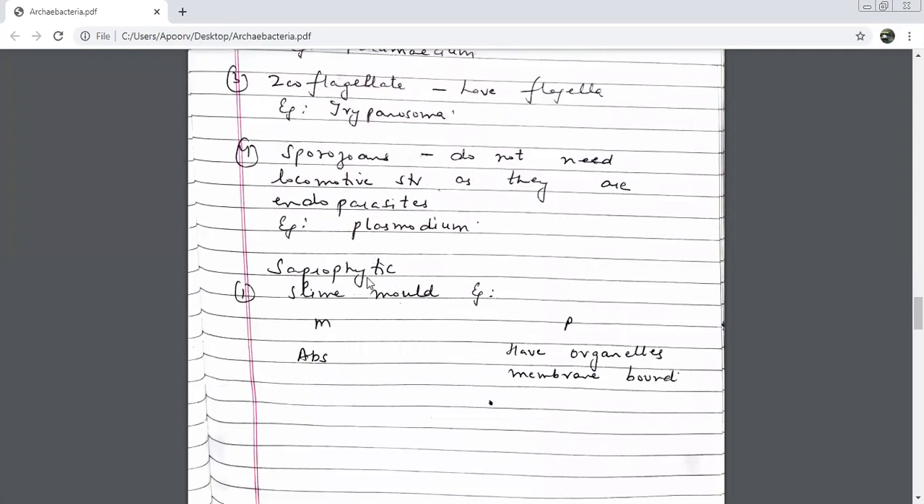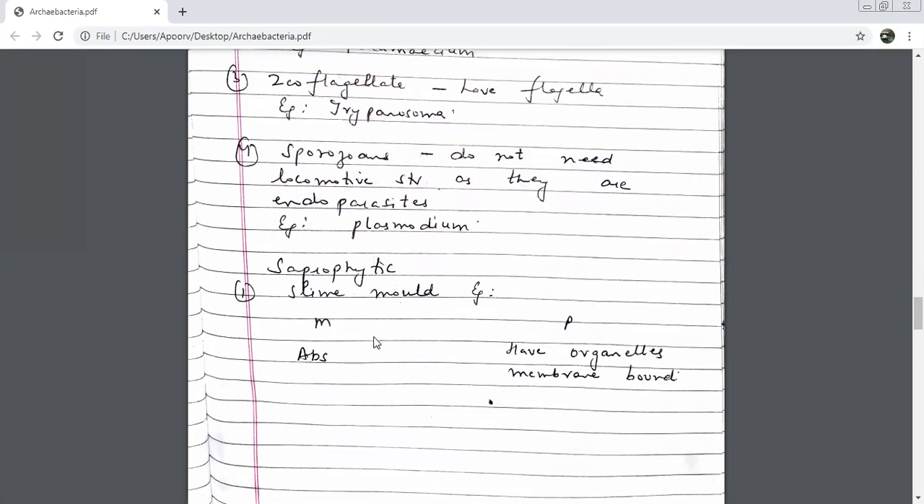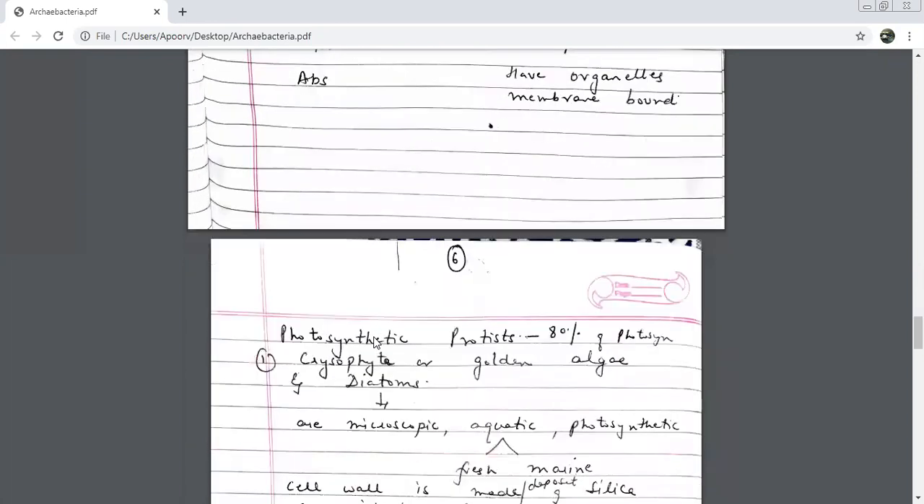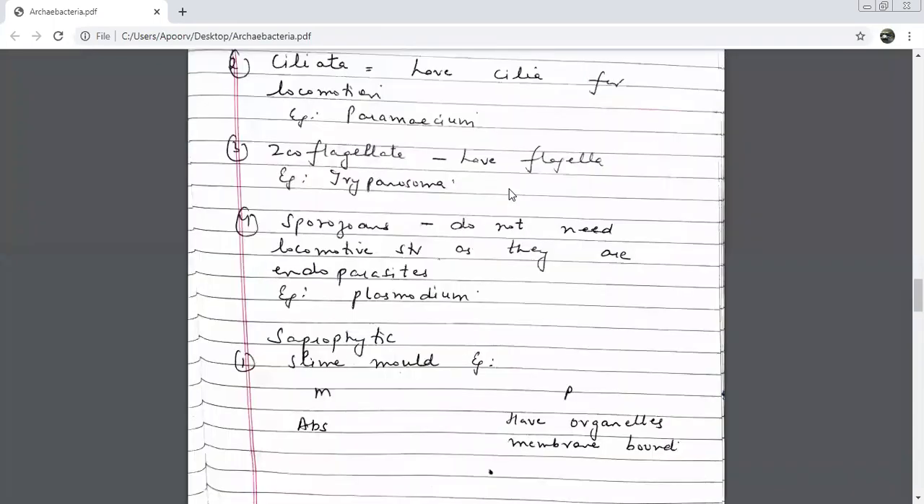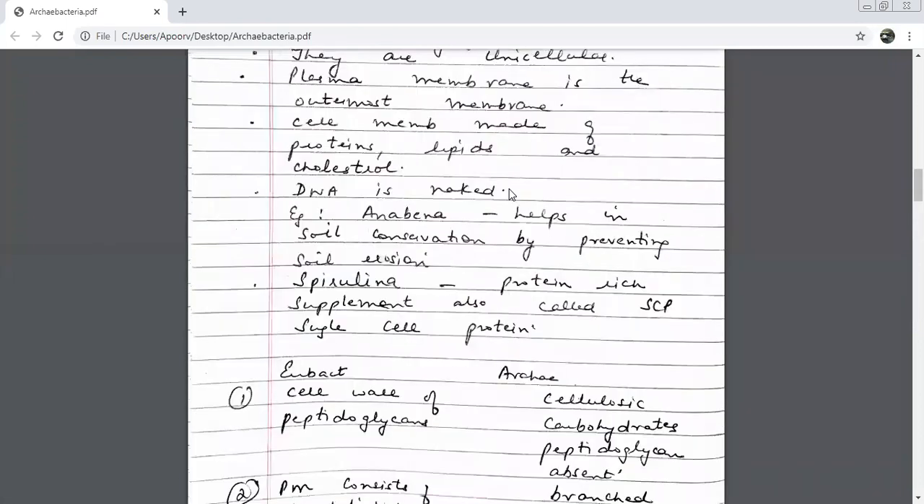The main difference we have done between Monera and Protista is that Protista has membrane-bound organelles, but Monera does not have any membrane-bound organelles. This is one difference. Now let's come to this. Photosynthetic protists are very important. How much percent of photosynthesis is performed by photosynthetic protists? 80%.